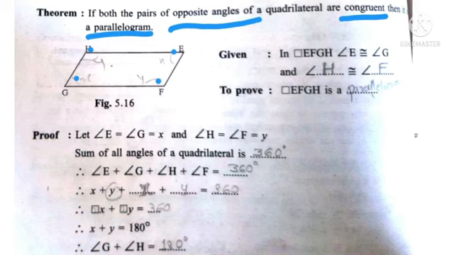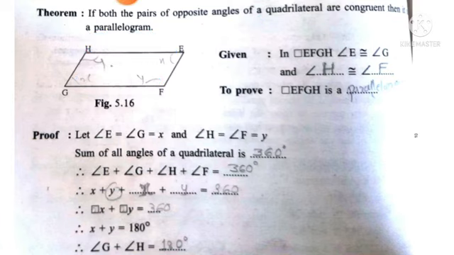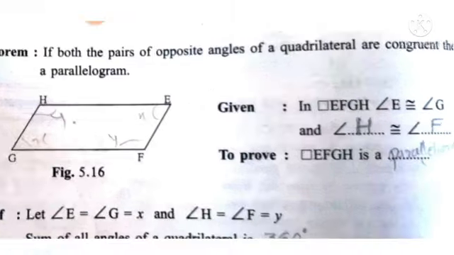parallelogram. Okay, so about the parallelogram, you remember, if both the pairs of opposite sides are congruent and parallel, then we say that it is a parallelogram. And if both the pairs of opposite angles of a quadrilateral are congruent, then we say that it is a parallelogram. Okay.